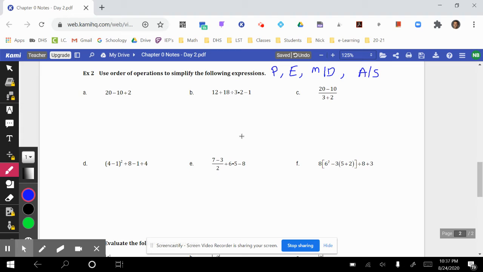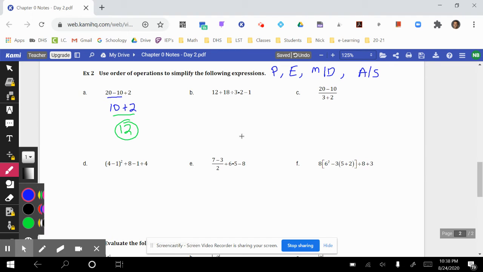All right, so example 2, letter A, we have 20 minus 10 plus 2. We're always going to work from the left to the right, and we're going to take care of one operation at a time. So we have 20 minus 10. Well, that gives me a positive 10. I'm going to bring down this plus 2, and now I have 10 plus 2, which is going to give me 12.